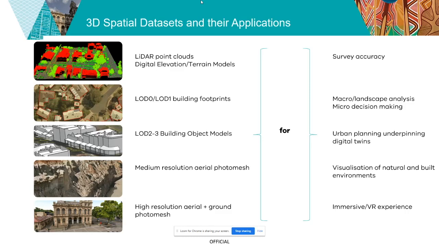And then we have medium and high resolution photomeshes, which are great for modeling both the natural and the built environment. With the higher level resolutions, ideal for creating a spatial digital twin of an individual asset, but also just for general visualizations or immersive VR experiences.